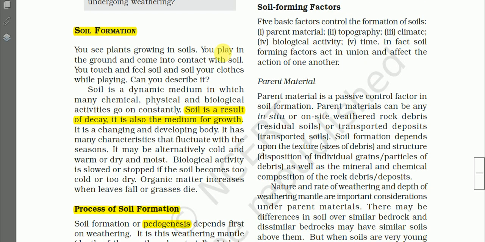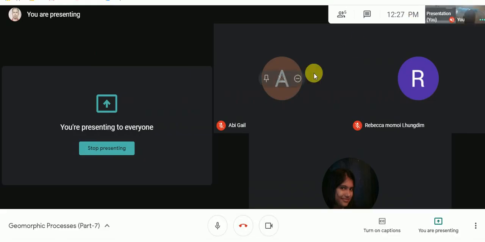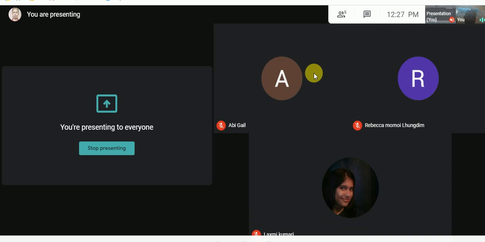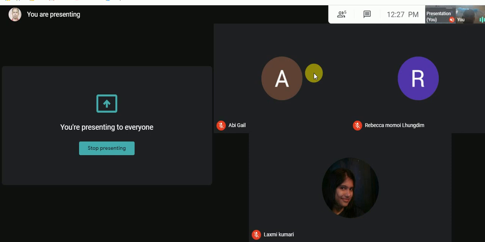And next, let me take up another topic, that is soil formation. I think you are very much familiar with soil. What do you mean by soil? Can anybody tell me?